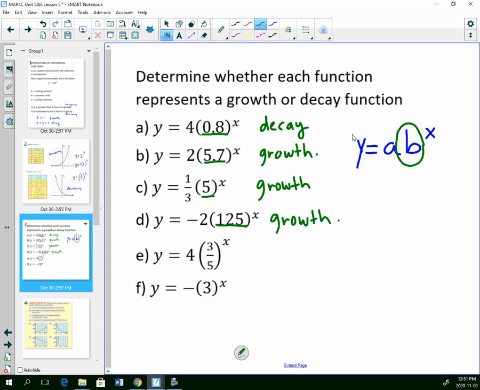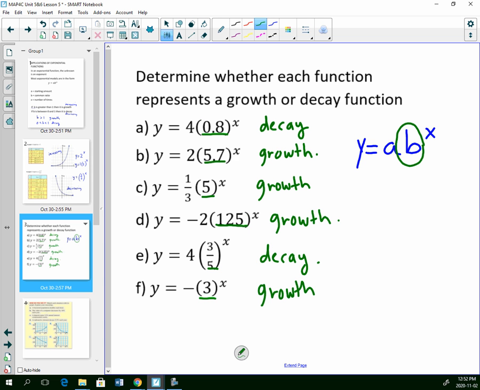Okay. Question E, we have a common ratio of 3 over 5. Well, 3 over 5 is a fraction that is in between 0 and 1. It's less than 1 but greater than 0. So that would be decay. And then finally, the last one, the common ratio is 3. That is growth. The negative in the front is something completely different. If the base is greater than 1, it's going to be growth.